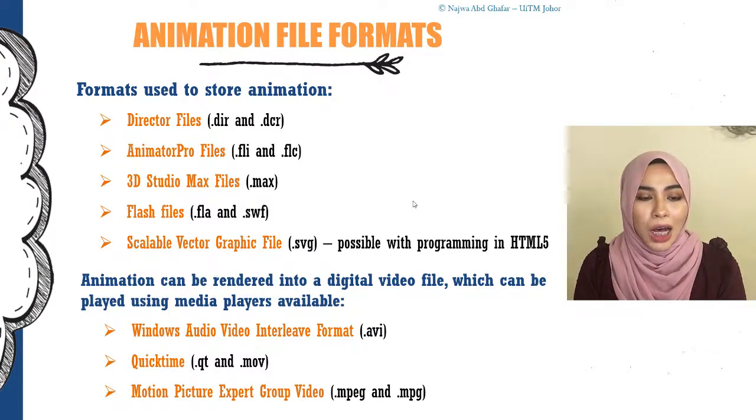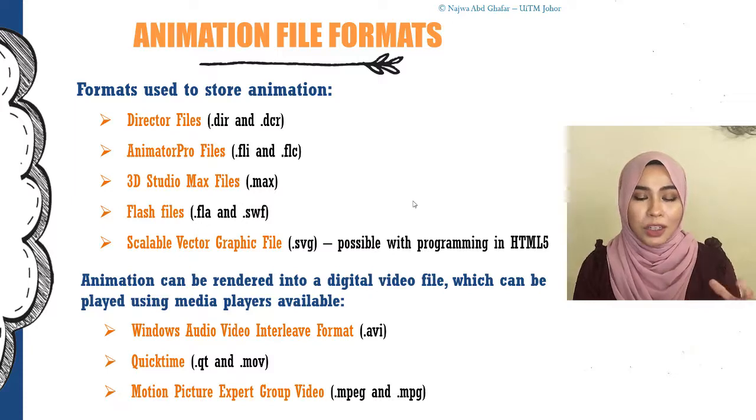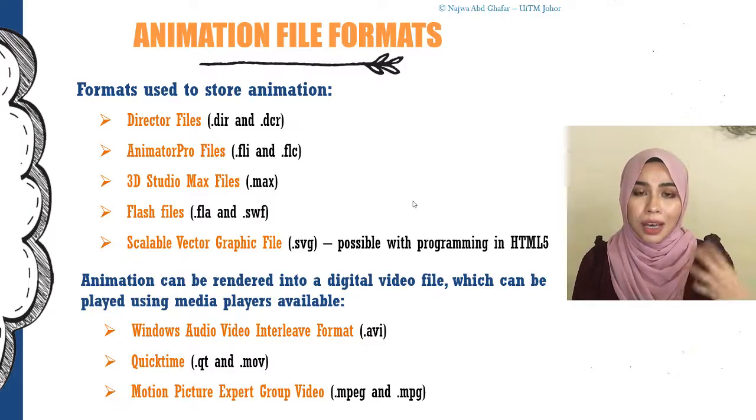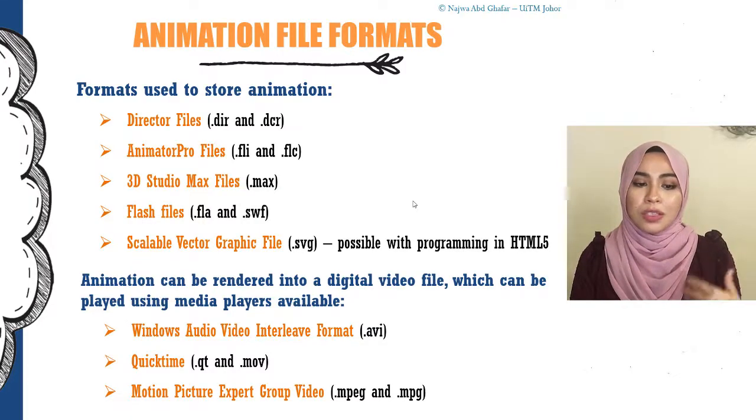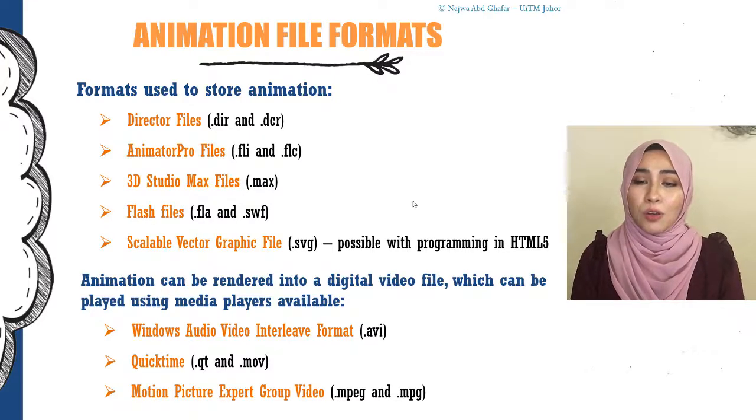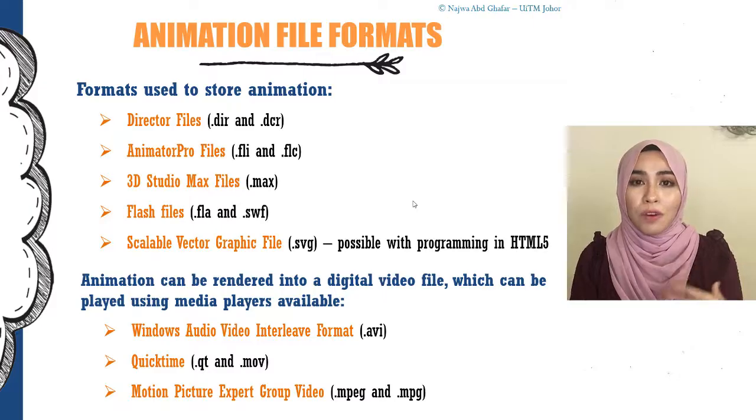Like I said, if you render your animation as a whole, you can create a video file. Animation can be rendered into a digital video file which can be played using media players. So it has now become a video. Since it's a video, you have things like .avi, .mov, .mpeg. Those are all formats for videos.